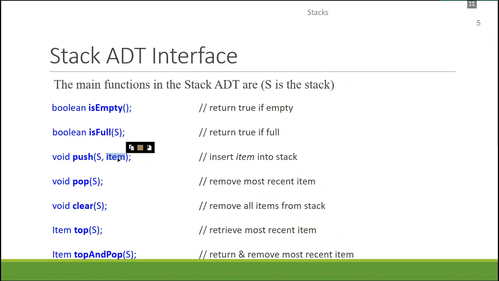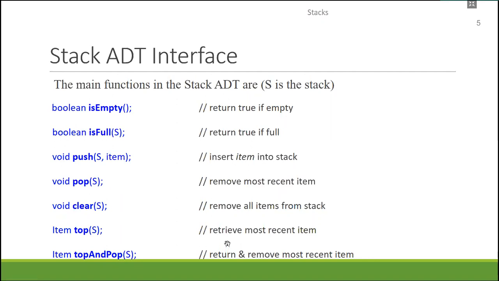You just have to write void push, the name of the stack and then the item, and then you have to pop from the stack. You have to clear the stack. Oh, sorry. The pop function will remove the most recent item. The clear function will remove all items from the stack. Top will retrieve the most recent item.